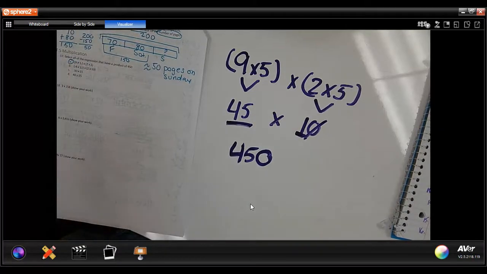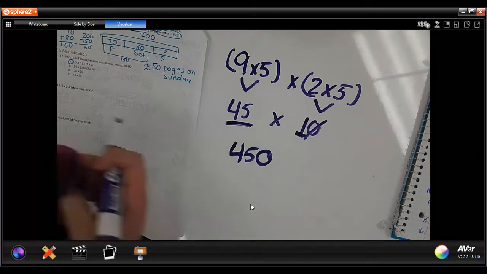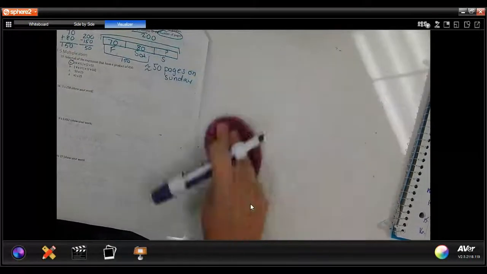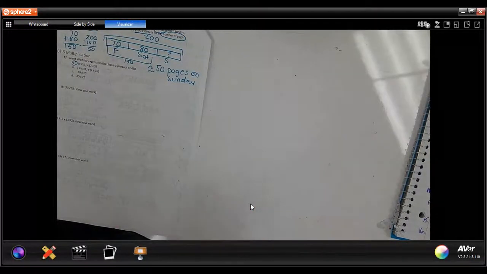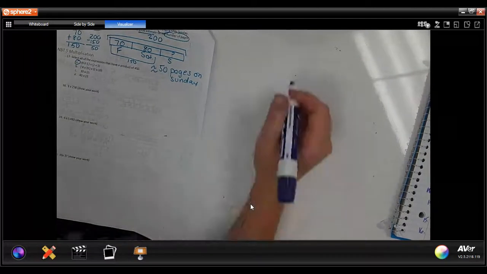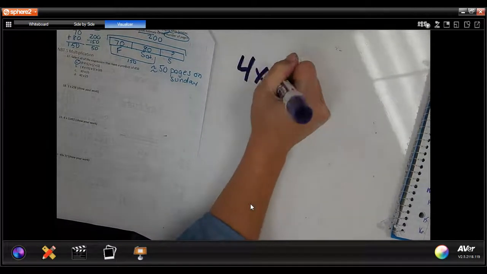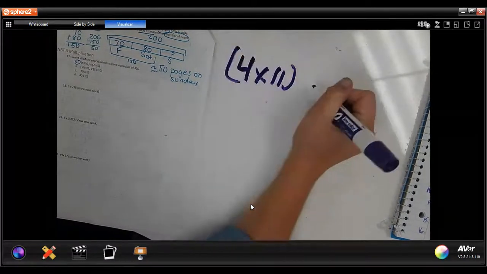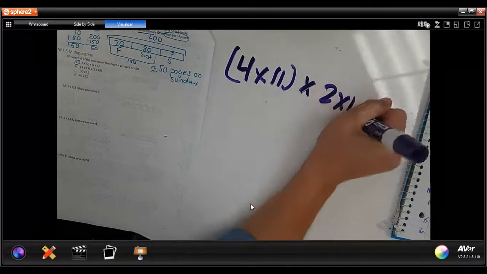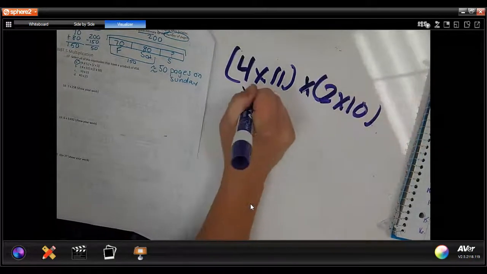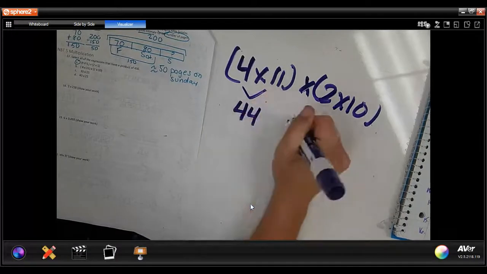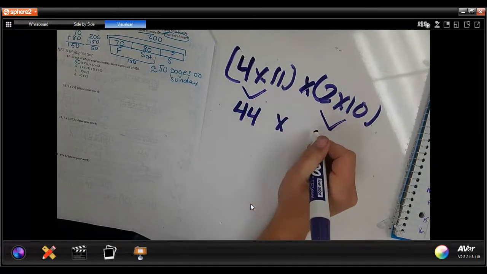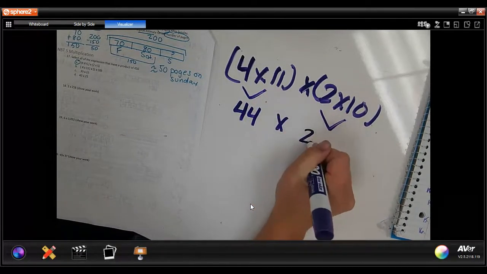And remember, it says select all of the expressions. So I'm not just going to stop after that first one. I'm going to go through every single one, which you should do with any word problem or any multiple choice question. The next one is 4 times 11 in parentheses times 2 times 10. 4 times 11, math facts, 44, times 2 times 10 is 20.